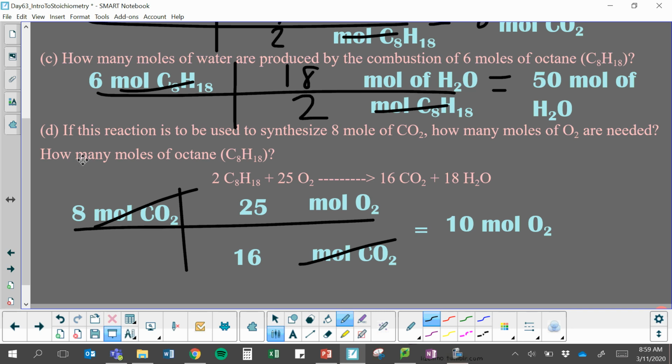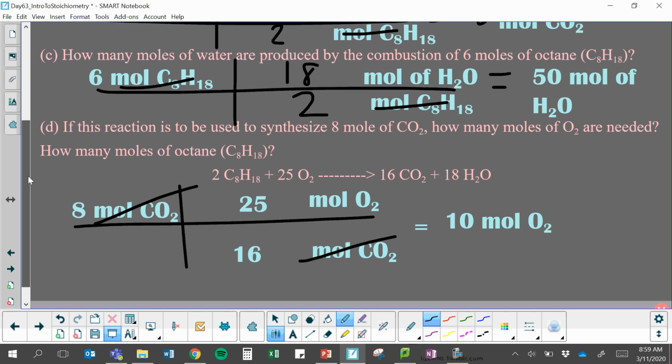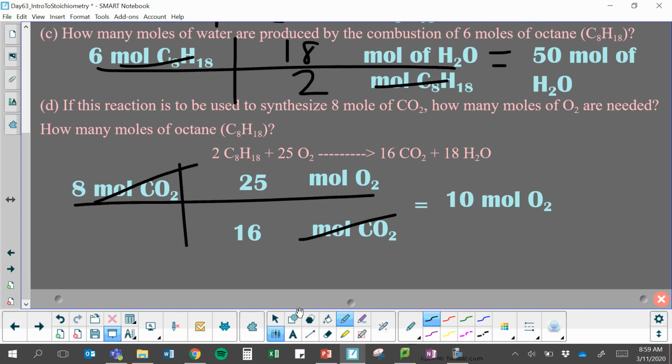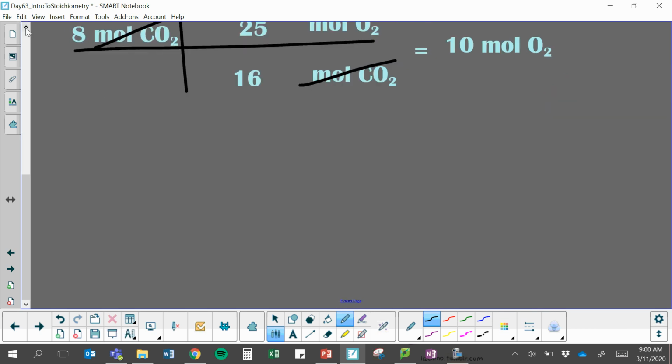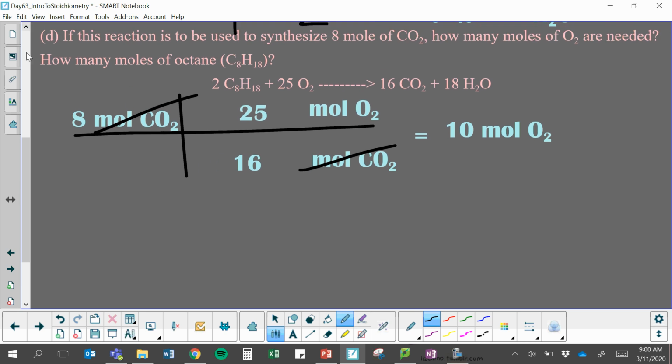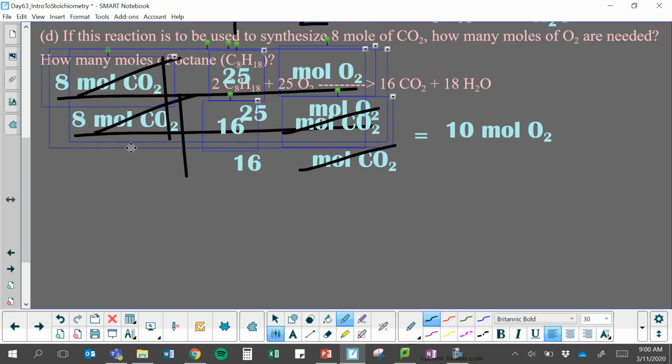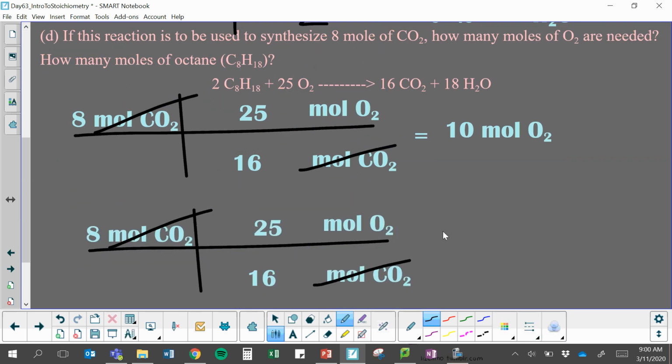The second part of the question is asking something very similar. It's just now saying instead of going to oxygen, we're going to go to octane. So for the most part, I'm just going to copy this because it is basically the same question. Instead of going to oxygen, we are now going to go to octane. So instead of putting 25 up here and moles of O2, we are now converting this to moles of octane.